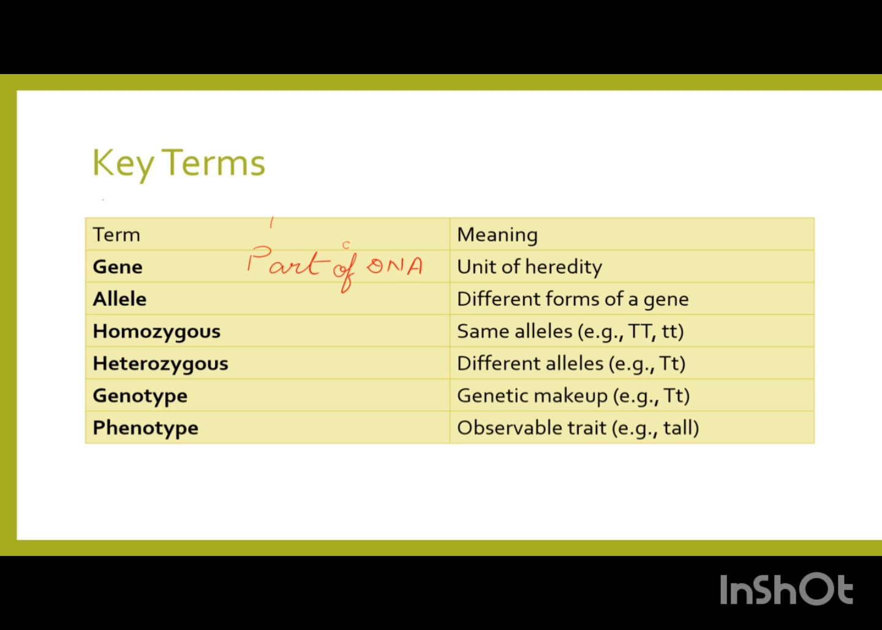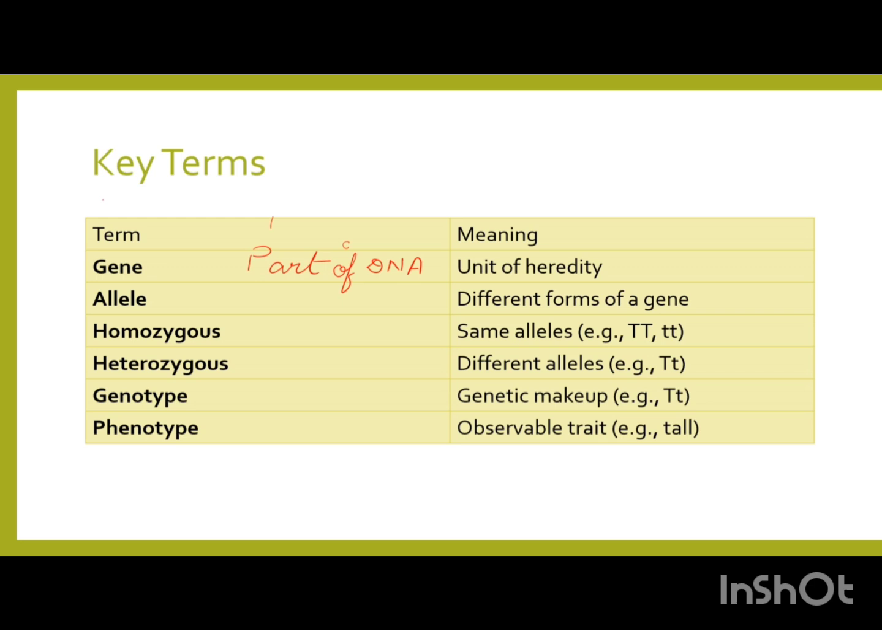If we talk about the height of a person, then the height can be a higher height, that is a tall person, or a shorter height, that is a dwarf. So dwarf and tall are the two alleles of the gene. Homozygous and heterozygous. Homozygous means both the alleles are of the same type. Heterozygous means they are of different types.